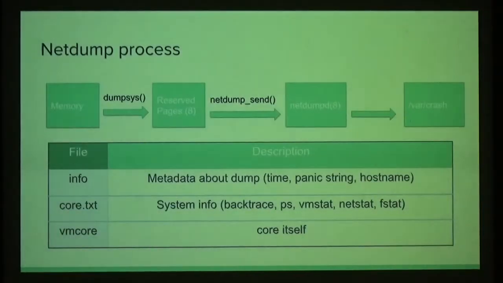The netdump process is a little bit different. When your machine crashes, you take all the memory and dump it out in stages to a couple of reserve pages, 8 of them. And then a UDP client starts after you crash and starts shooting UDP packets at a pre-configured dump server. And then that server writes it straight to the file system. So there's no need for a large swap partition or anything like that, so it's a lot more convenient. You get 3 files, the same as a normal core dump. You get your info file, the core.txt, and the core itself.